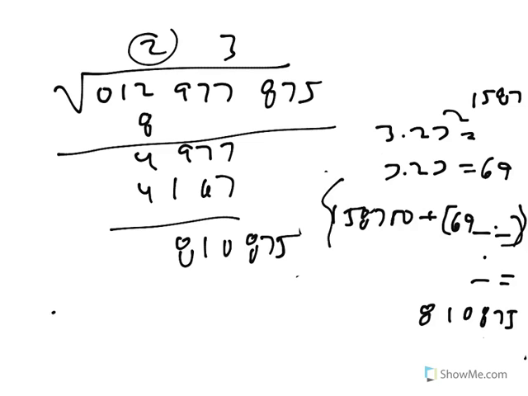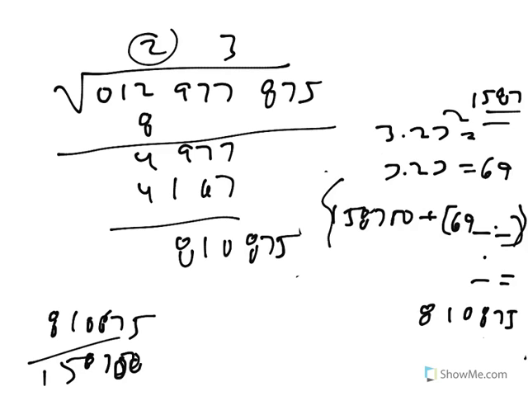To give you an approximation, you can divide 810875 by 158700. I got that from up here. So when I divide 810875 divided by 158700, I get 5 point something.